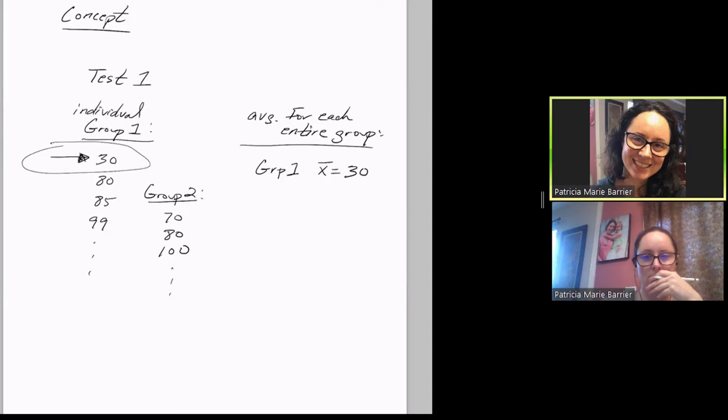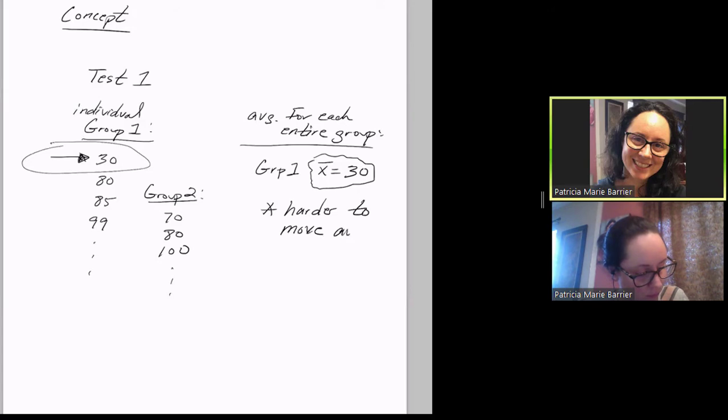Right? Assuming that the whole class didn't actually fail. I want you to think about how much more difficult it is to move an entire average back and forth for an entire group of maybe 30 students compared to one individual having a bad day. And hopefully in your mind you're saying, this would be more rare. This average moving is going to be more difficult to move compared to an individual value.